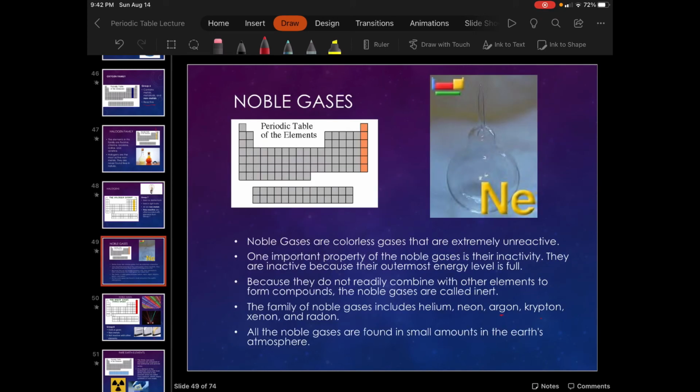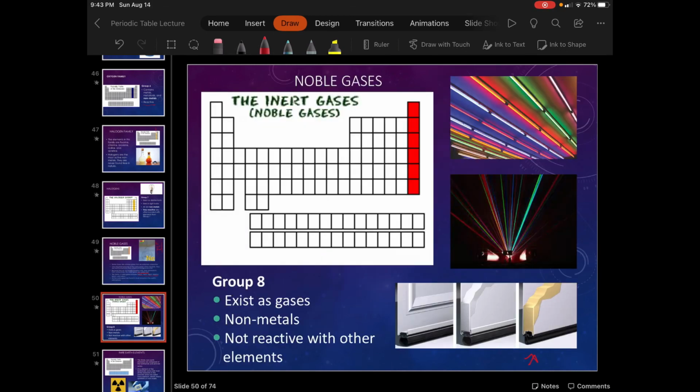Noble gases are called inert, which means they generally do not react. We'll see later that they do react in some ways. But really, they are inert. They have that inertia thing. They resist change. So here we have a list of them. All the noble gases are found in small amounts in the Earth's atmosphere.